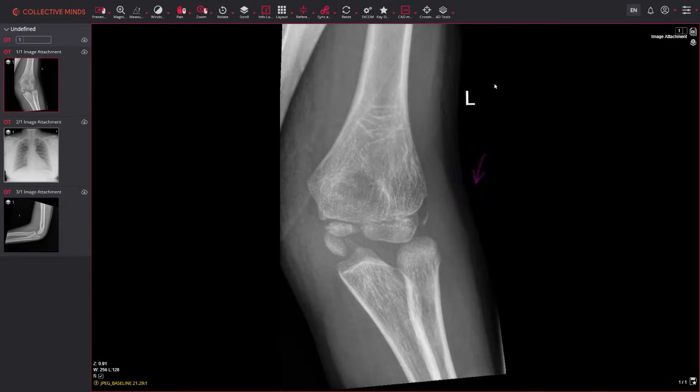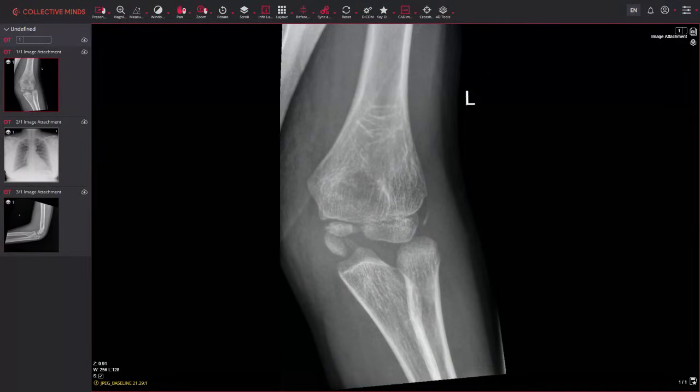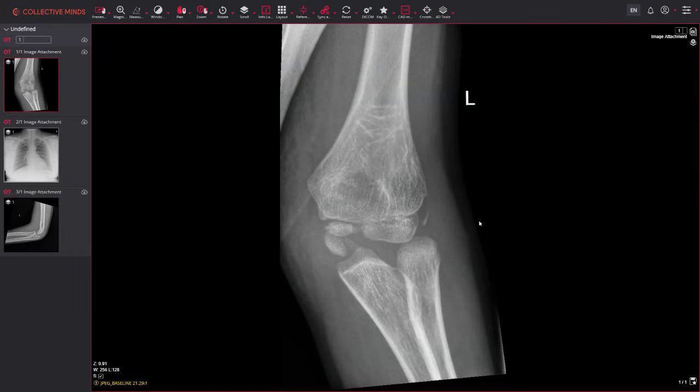We can have a look at the cortex. That's good thickness as well. So it doesn't look like this patient's got any underlying osteopenia. Things like rickets and developmental disorders can give osteopenia, and that's significant because these patients are more at risk of fracture through injury.